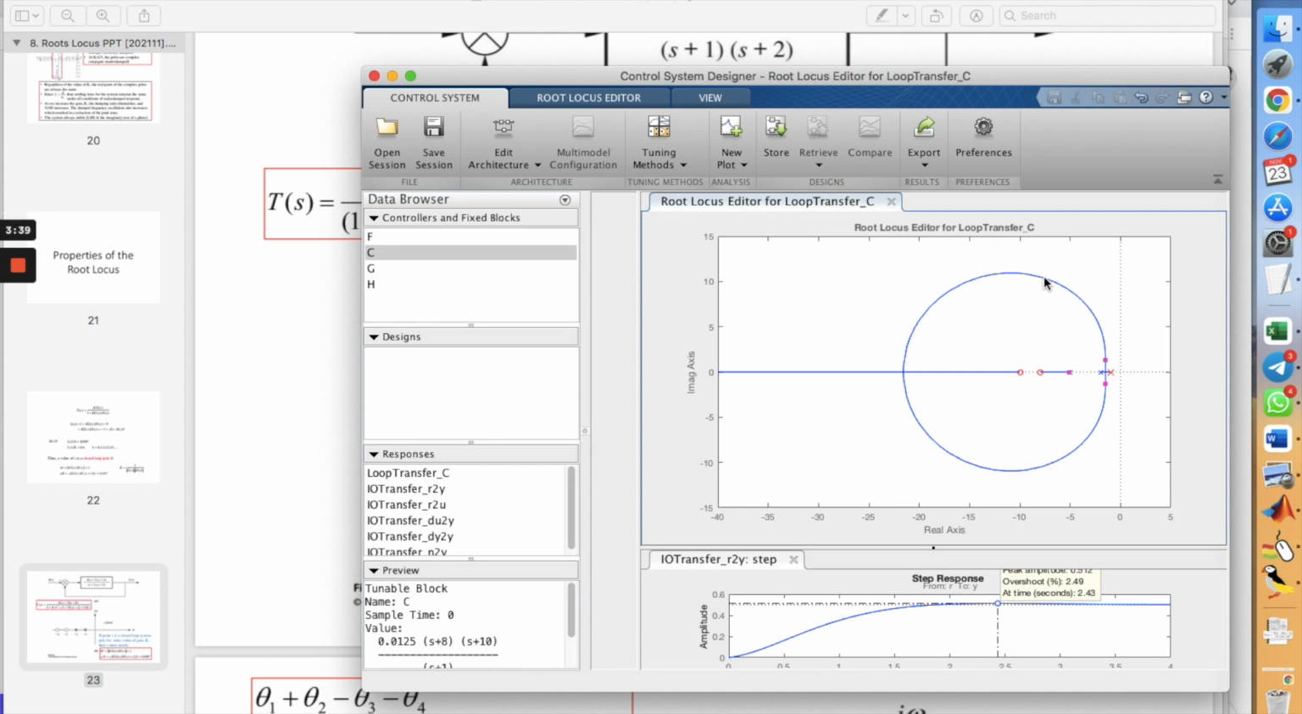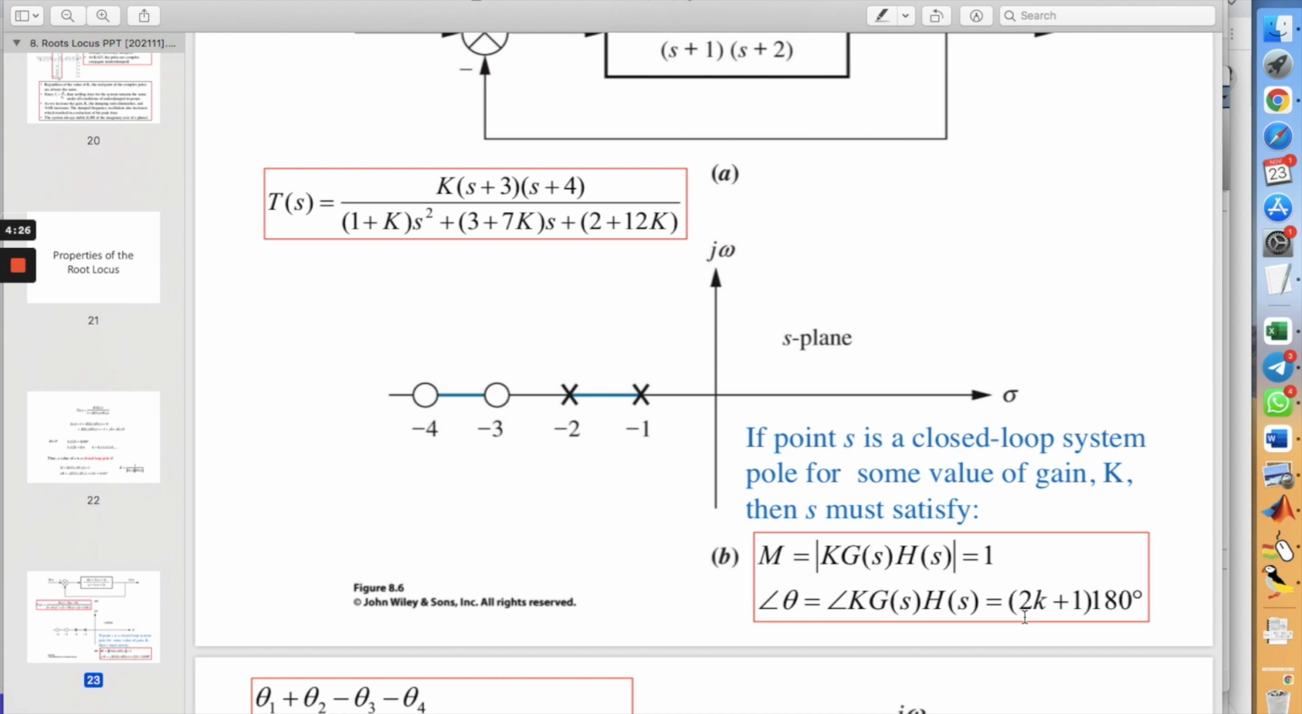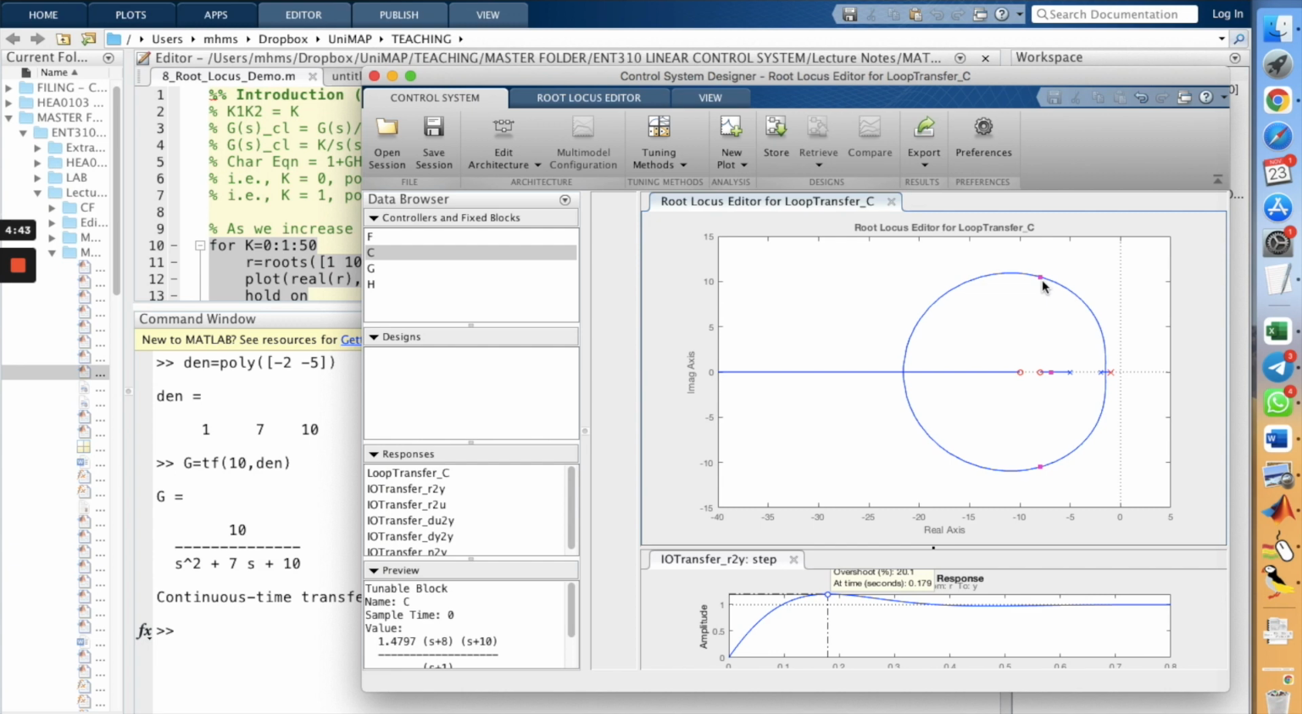Let's say we just take some arbitrary point of s. Let's say I want to take this red dot here, which is at negative 7.97 plus 10.5j. Is this red dot on the root locus? We can say that this s location is on the root locus if it meets two properties: the magnitude equals 1 and the angle equals (2k plus 1) multiplied by 180 degrees. If these two properties are met, then we can say that this point s is on the root locus.